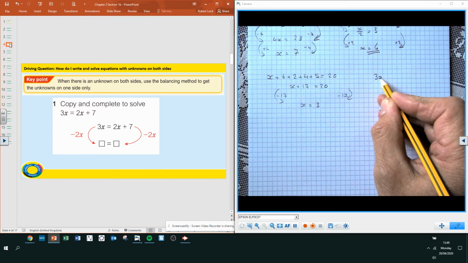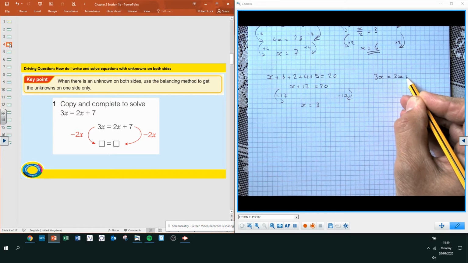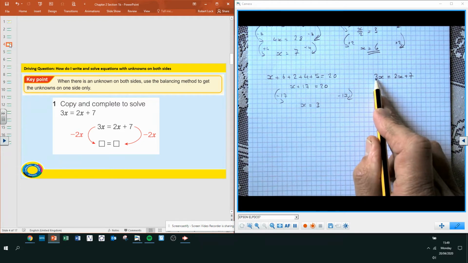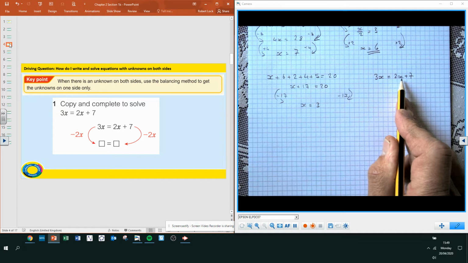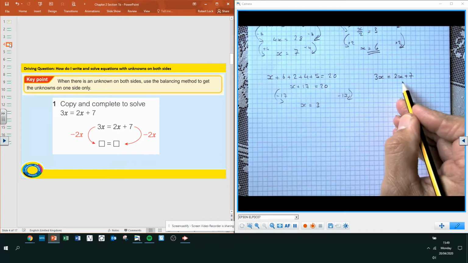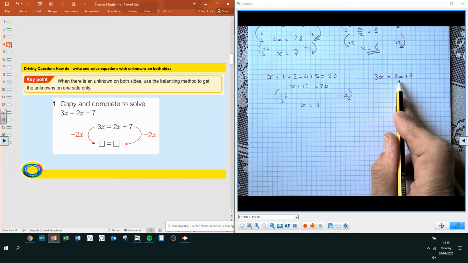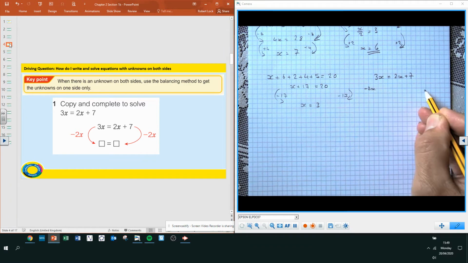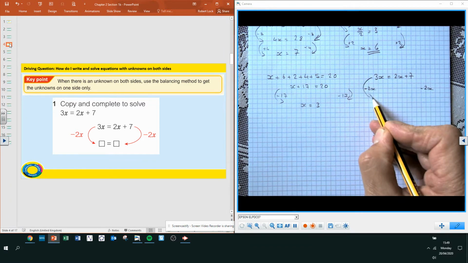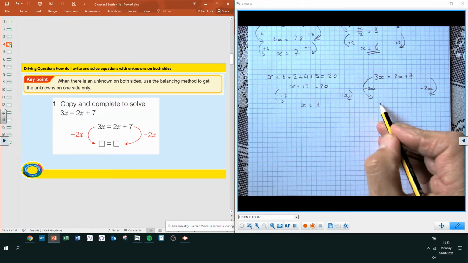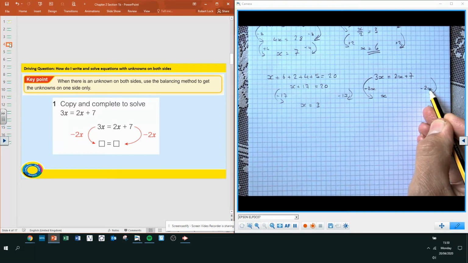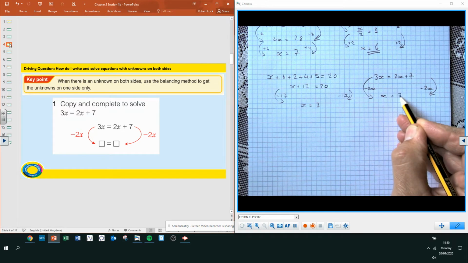So 3x equals 2x plus 7. The majority are here. The minority are there. We take the minority away from the majority, not the other way round. So the smaller number from the bigger number. So take away 2x on both sides. 3x take away 2x is 1x, or just x. 2x take away 2x is nothing. So you end up with 7 on its own. So the answer is 7.